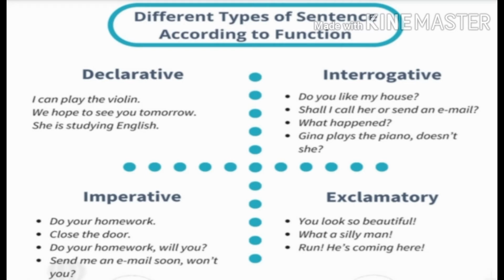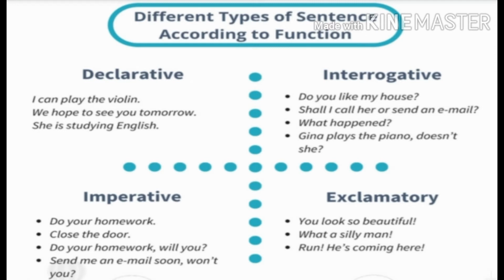Secondly, let's look at interrogative sentences and its examples. Do you like my house? Shall I call her or send an email? What happened? Gina plays the piano, doesn't she? All these sentences are beginning with a capital letter and ending with a question mark. And all these sentences are asking questions. So, we can name it as interrogative sentences.